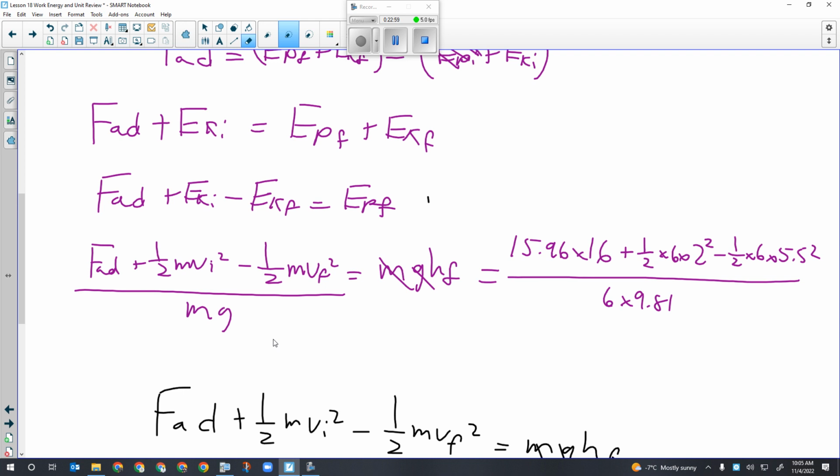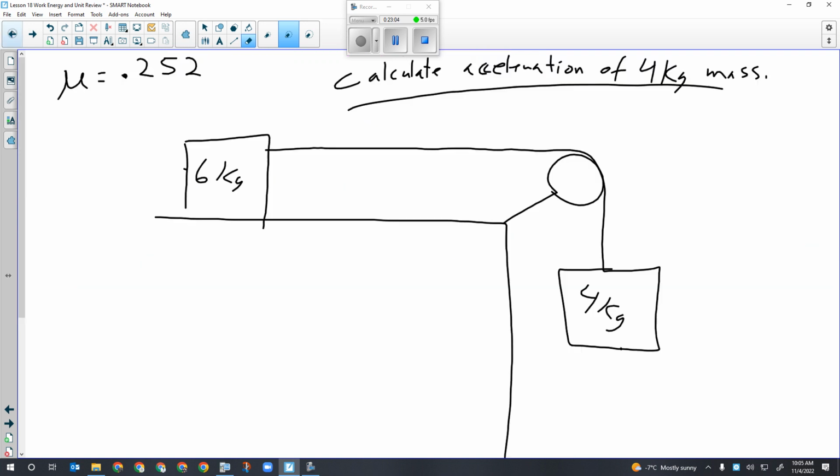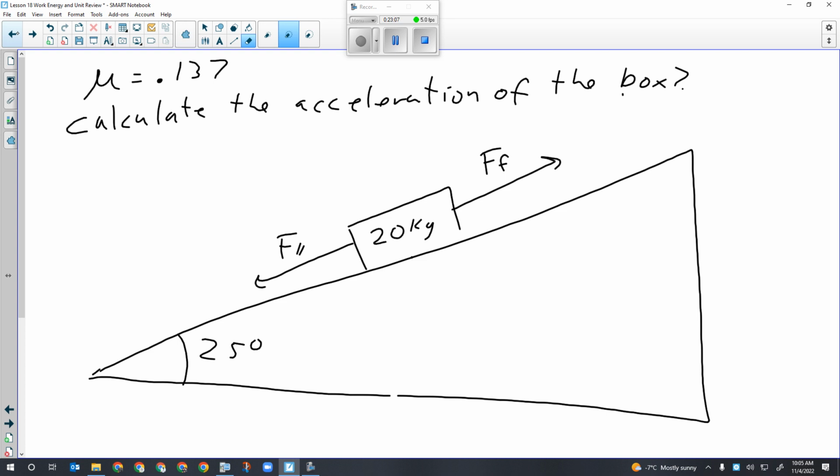Newton's second law. What kind? Inclined plane. Okay. All right. This one is probably a tiny bit harder than the one I put on the test because it involves the coefficient of friction, and I'm pretty sure I didn't put coefficient of friction in the one on your test. Okay. So you got a 20 kilogram box, and it is placed on this 25-degree incline. There's a coefficient of friction of 0.137. Calculate the acceleration of the box.